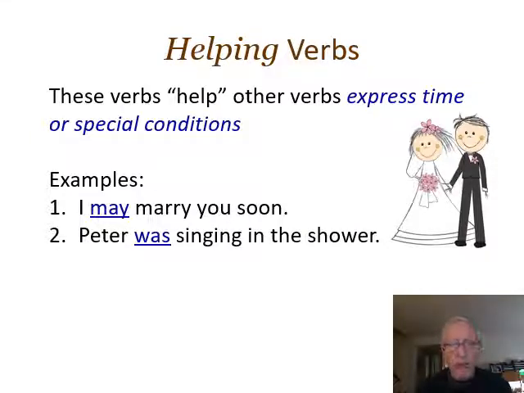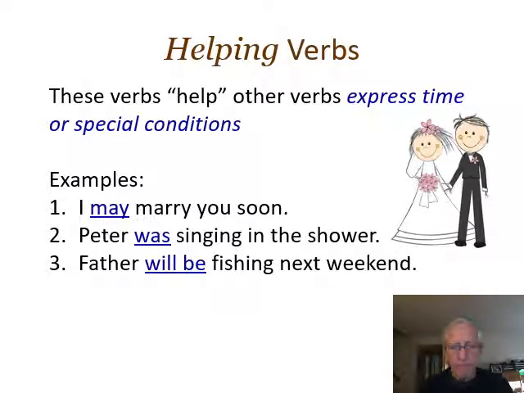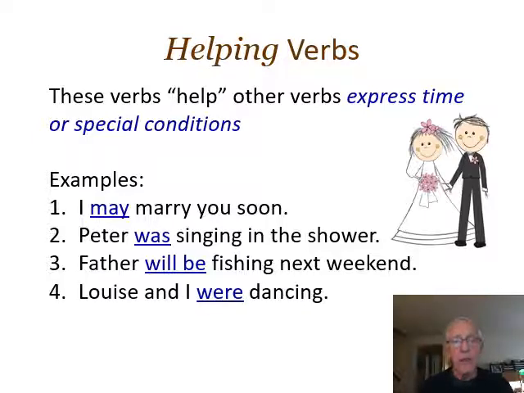Peter was singing in the shower. Was is a helping verb. It helps singing, and it tells when he was singing in the shower. He's not singing there now because this is in the past tense. So at some former time he was singing in the shower. Father will be fishing next weekend. Here, fishing is the verb, the action verb, and will be is our helping verb to express the sense of time, when this is going to occur. It indicates the future.